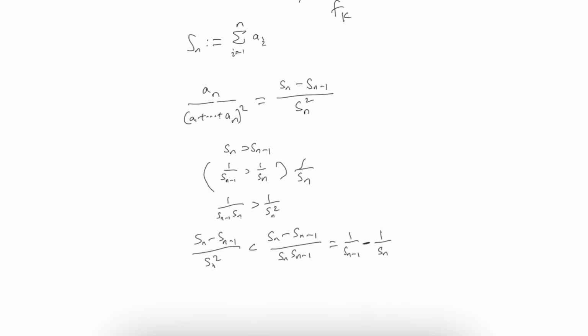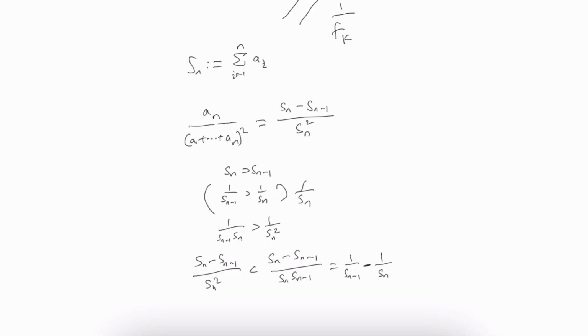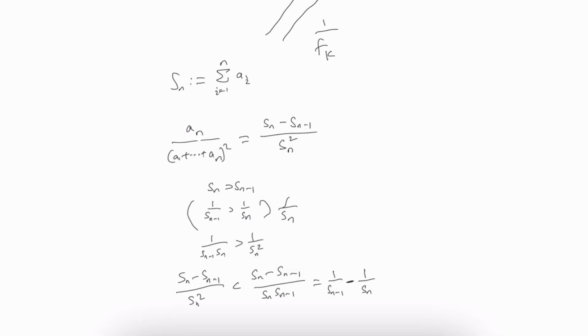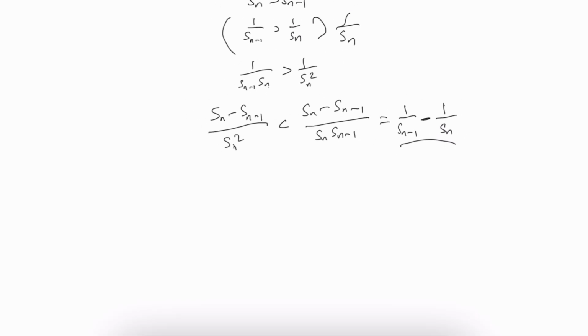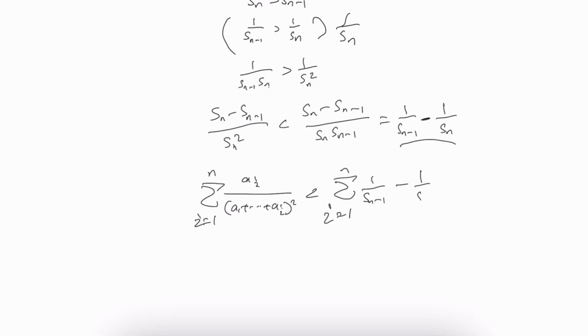So now that we have this relation that each term here is upper bounded by this nicer expression, we have that the sum from i equal to 1 to n of a sub i over a sub 1 added all the way to a sub i squared is less than, because each term is upper bounded, the entire sum will also be upper bounded by 1 over s sub n minus 1 minus 1 over s sub n.